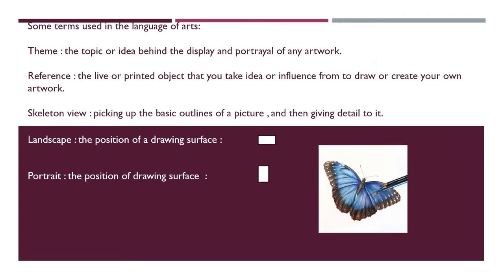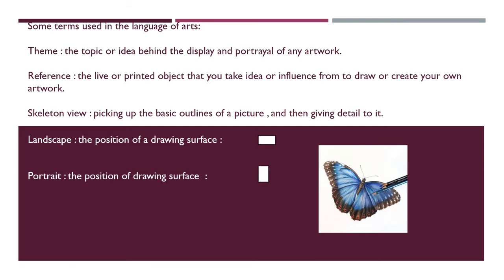So let's see. Before I start, I would like you to know and understand a few terms that are regularly used in the language of arts. Most of my art students are already aware of these words and the meanings. Theme: this is basically the idea or the topic on which a picture or a sketch is made. That is the theme. A reference: any live model or any printed module or any picture that you see to take influence from to draw, or if you want to draw your own creation and you just take an idea for something which is already in front of you, that is your reference.